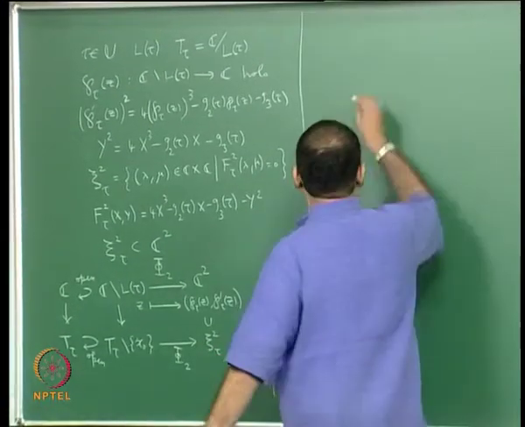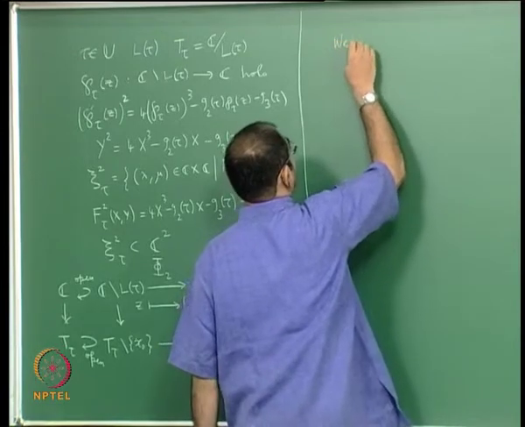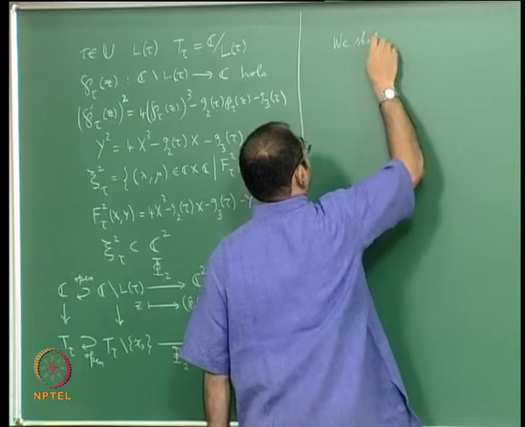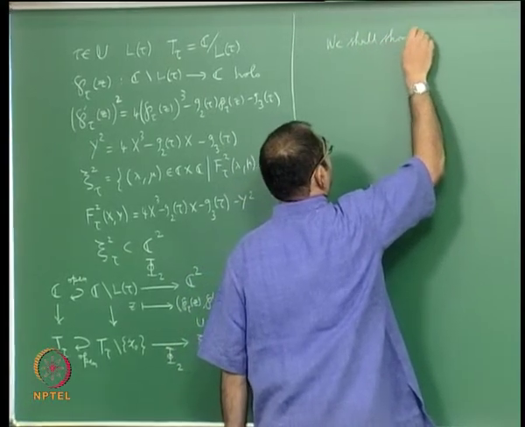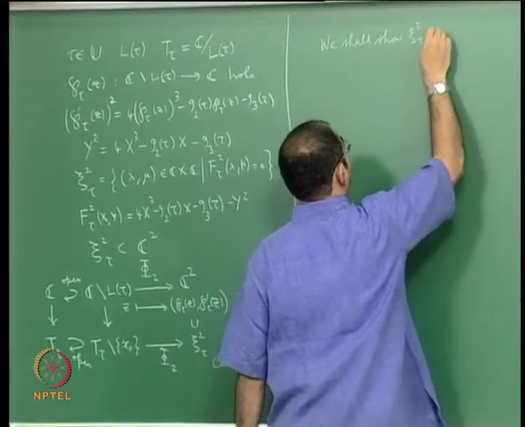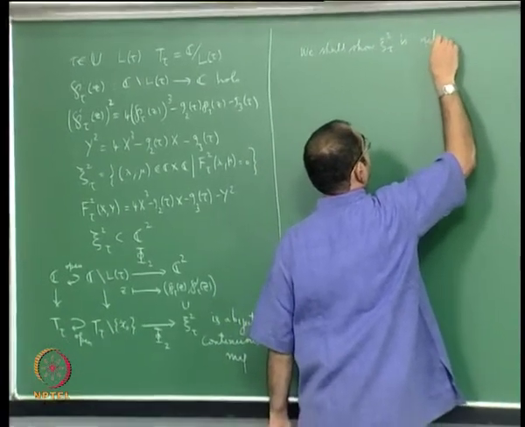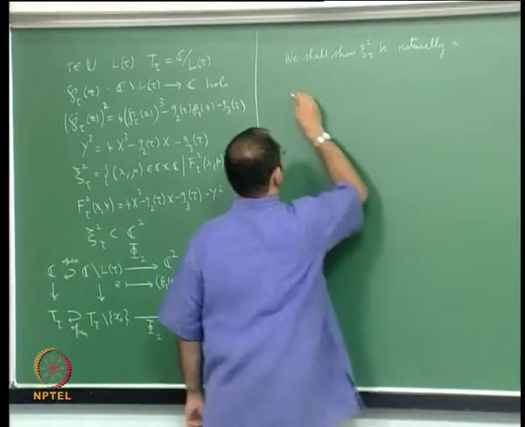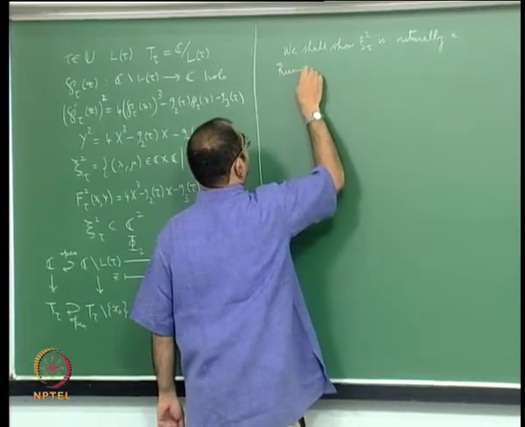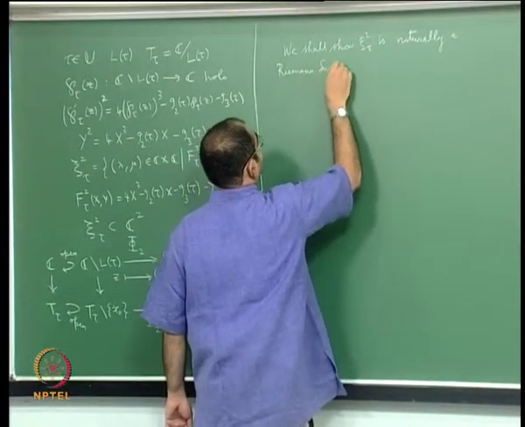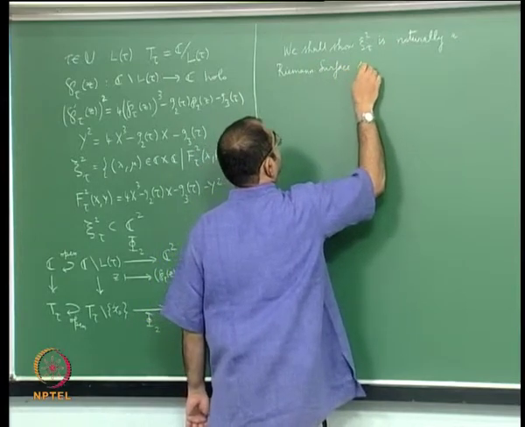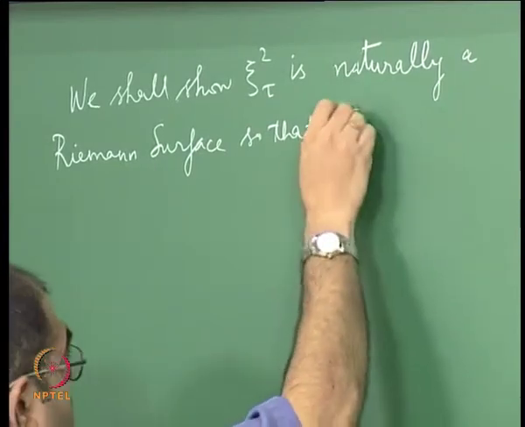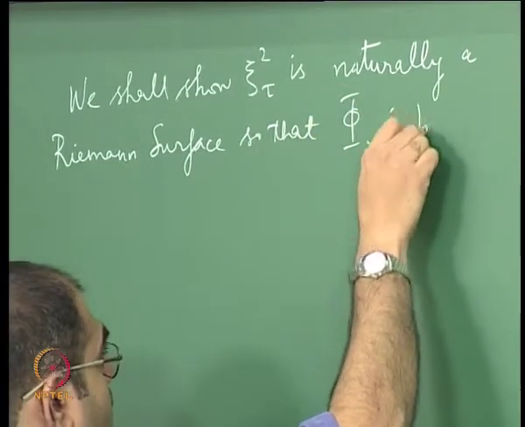Okay, so we shall show that E2 sub tau is naturally a Riemann surface, so that phi sub 2 is biholomorphic.